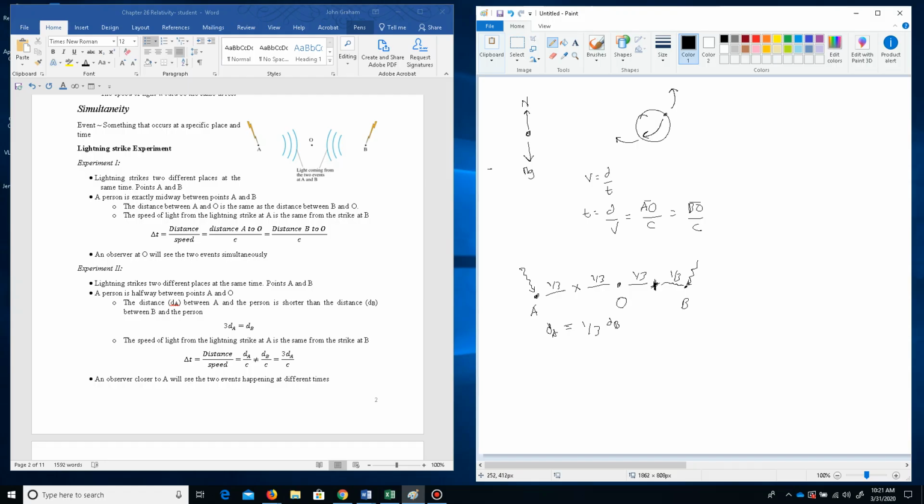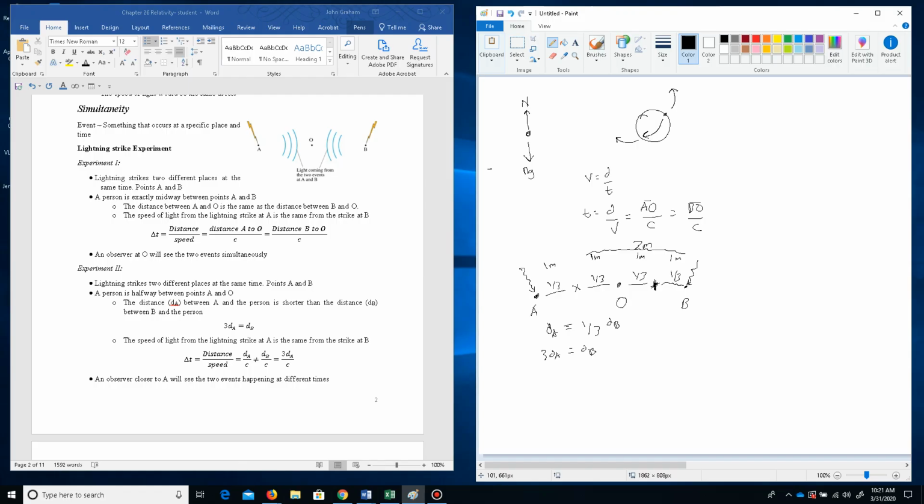Another way of looking at it is we can just put numbers in. If this is 1 meter, and this is 1 meter, and this is 1 meter, and this is 1 meter, the distance from X to B is 3 meters. The distance from X to A is 1 meter, 1/3 of 3. And then we can write it as 3dA equals dB as well.